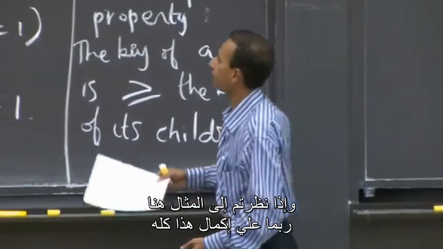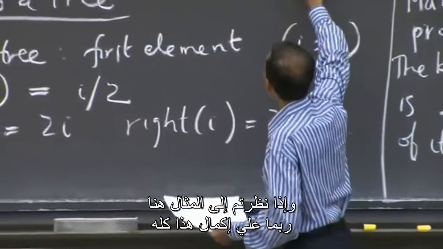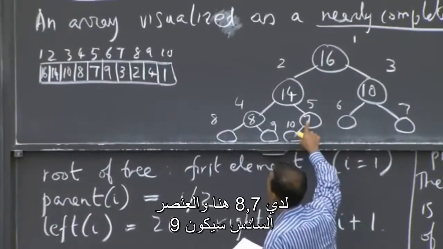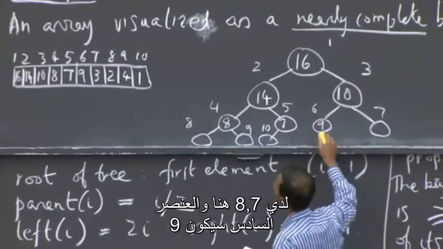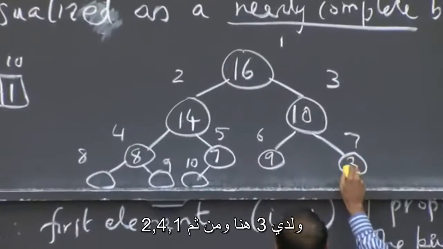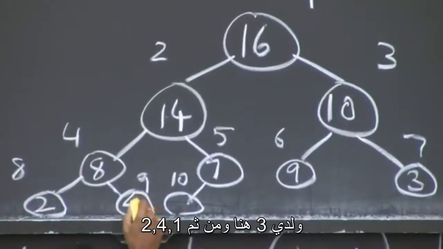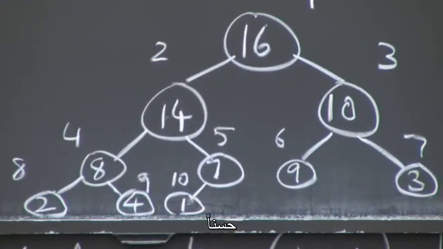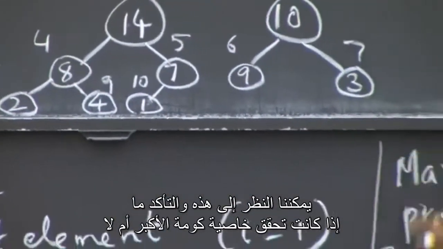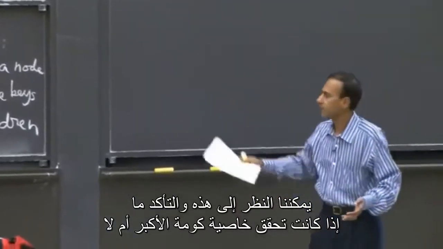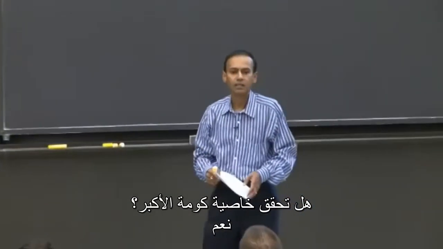So if you look at this example here, maybe I should fill this whole thing out. So I have 8 and 7 here, and 6 would be 9, and I have 3 over here, and then 2, 4, 1, right? So we can look at this and check whether it has the max heap property or not. Does it have the max heap property, this heap?